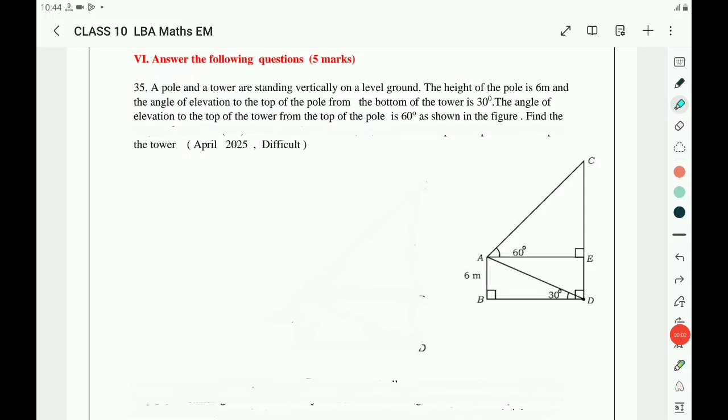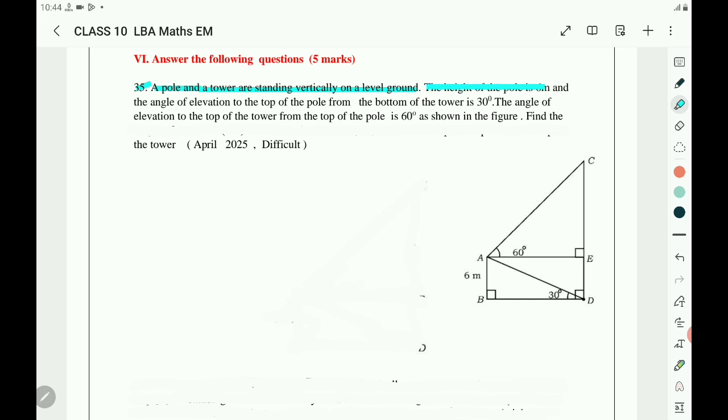Dear children, now let us solve the 5 marks question of the chapter Applications of Trigonometry. Question number 35, LBA question number 35. A pole and a tower are standing vertically on a level ground.